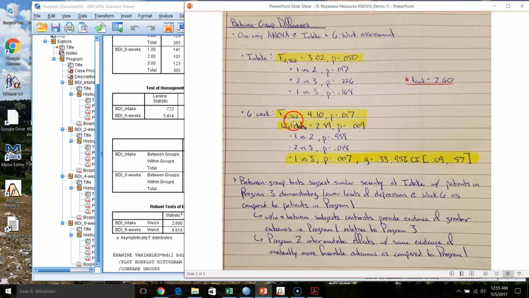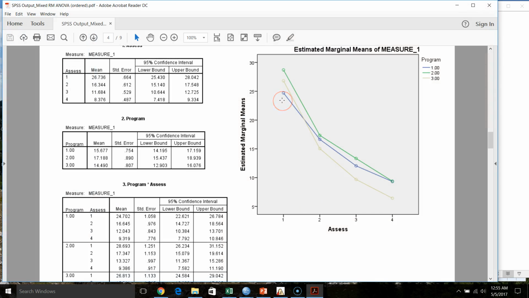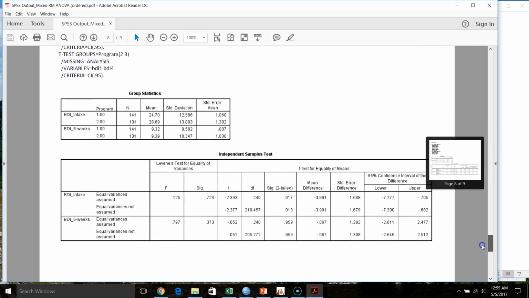At 6 weeks, we're seeing a statistically reliable omnibus effect, but probably what we're going to put more emphasis on is the Welch's because we had a violation of homogeneity of variance. But regardless, both of these are statistically reliable, and so both at intake and at week 6, we're going to run our pairwise comparisons. And so remember, with 3 means, we can test group 1 and group 2, group 1 and group 3, 2 and 3.